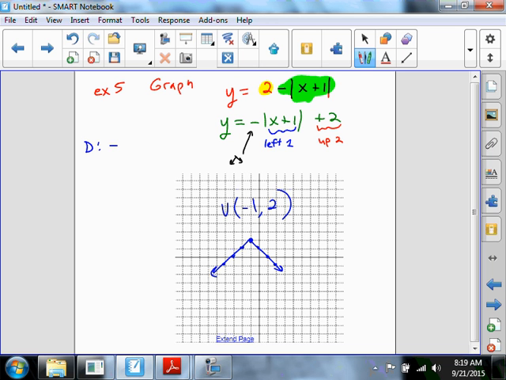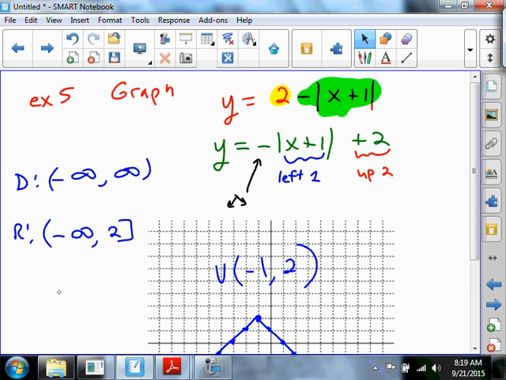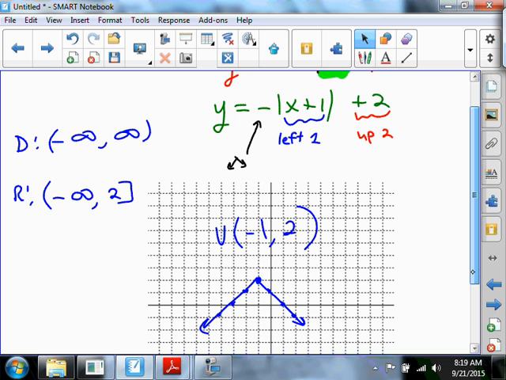Domain is still -infinity to infinity. The range goes all the way down to -infinity, and the range goes as high as 2. Okay. So hopefully everybody's feeling okay about graphing these so far.